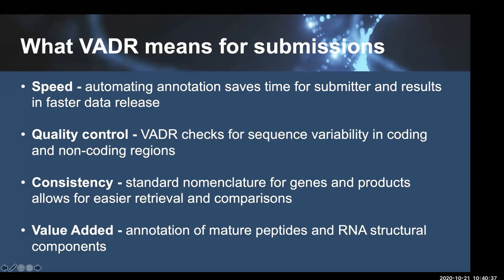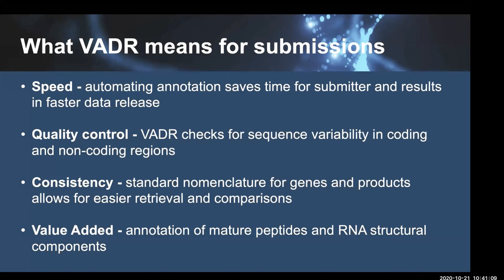So just a quick recap of what VADR is and how we use it for submissions. First and foremost is speed. Every submitter will tell you that the hardest part of submitting data to GenBank for them is adding the annotations. By providing this tool that not only lets you check your data before you submit, but also we'll run the tool for you and add the annotation for you, it saves you a lot of time, and it also results in data being released to the database much faster.